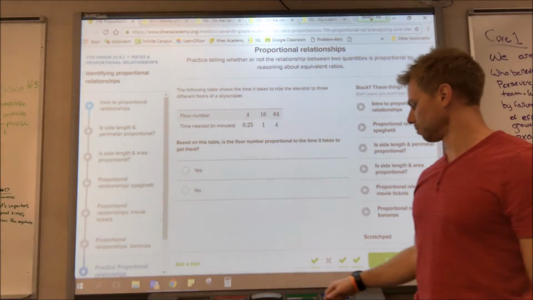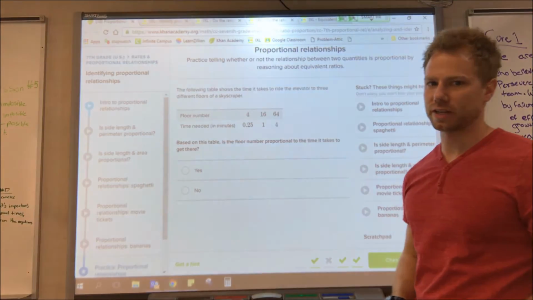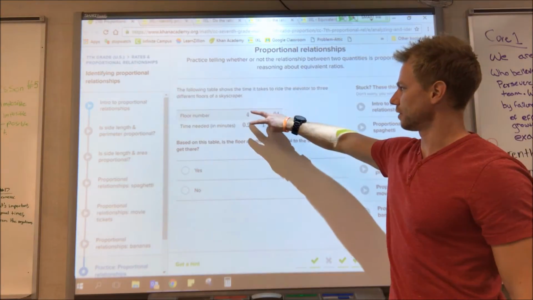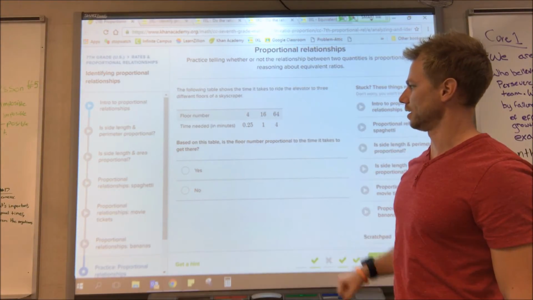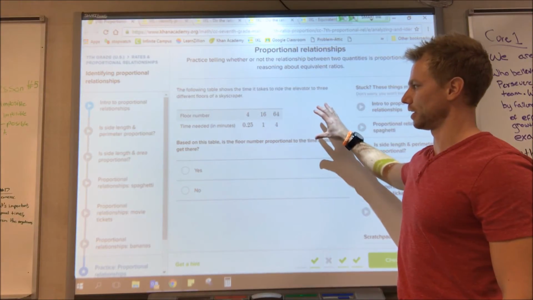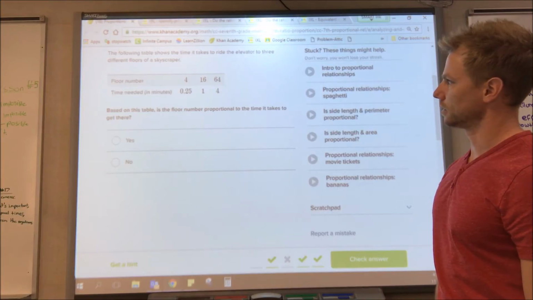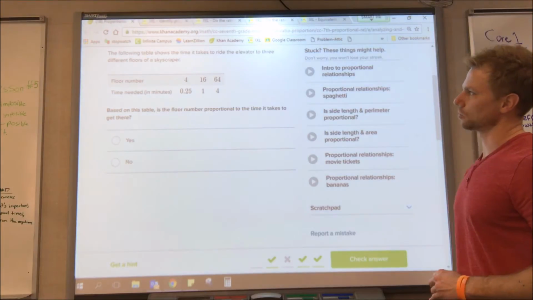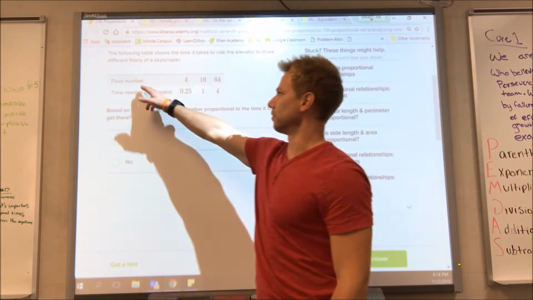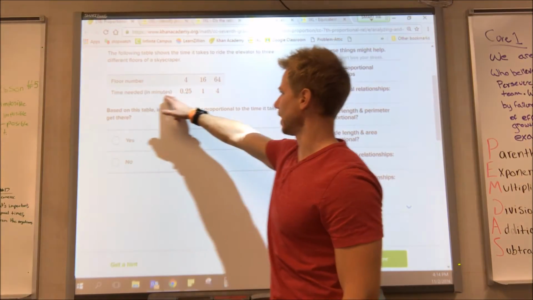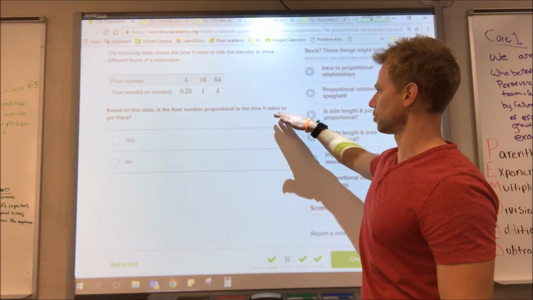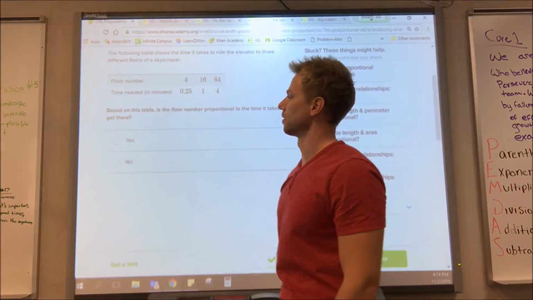Okay, this is by far the most challenging link on this section. But what we need to do is take these ratios and divide them. If they reduce to the same unit rate, then it makes a proportion. Okay, it says the following table shows the time it takes to ride the elevator to 3 different floors of a skyscraper. We have the floor number, we have the time needed in minutes. Based on this table, is the floor number proportional to the time it takes to get there?